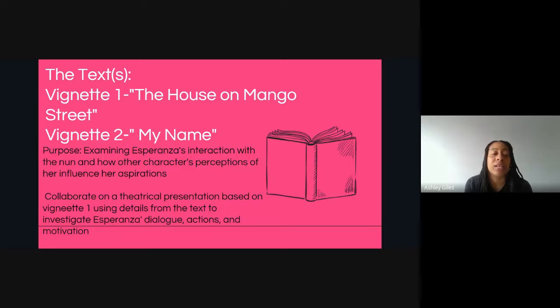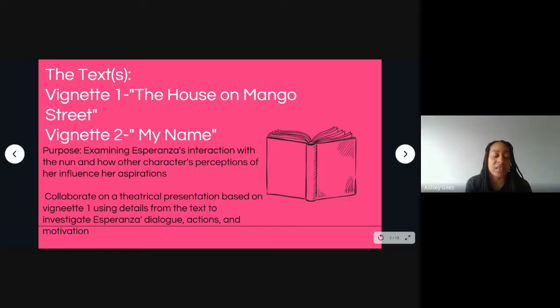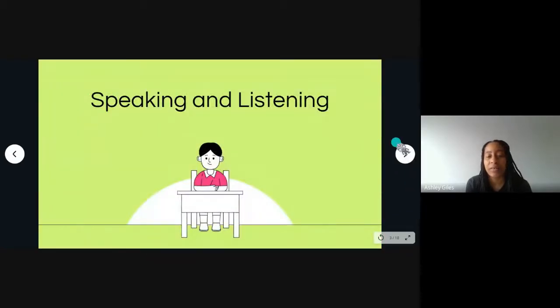And finally, students are going to collaborate on a theatrical presentation based on Vignette 1, using details from the text to investigate Esperanza's dialogue, her actions, and her motivations. So really, we'll talk about Esperanza and how people perceive her and how that influences her aspirations, or even how she thinks people perceive her. So a lot of deep thinking for our students.